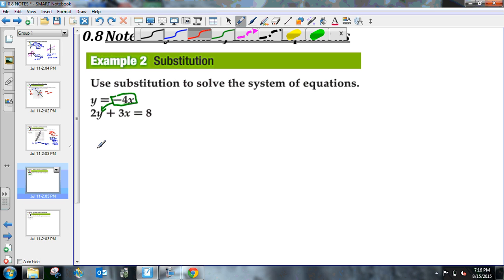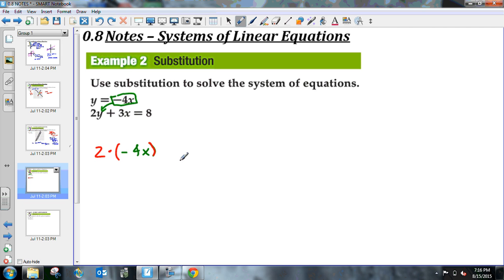Okay, I've got the equation 2 times y, but you know what? I don't want to write y. I want to write what y is equal to, and that's going to be negative 4x. So I'm going to write in here negative 4x, okay? And let me rewrite this in red. Okay, and then we do plus 3x is equal to 8. Okay, at this point, what we can do now is we can solve this equation for x.